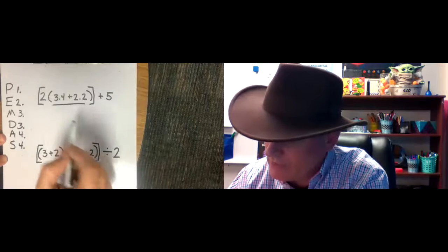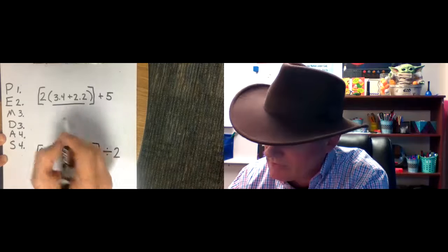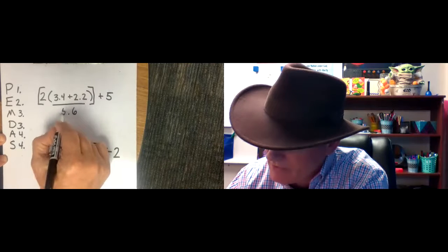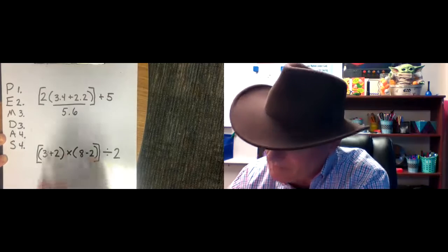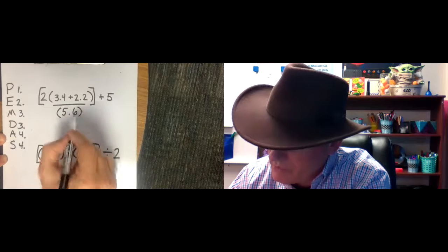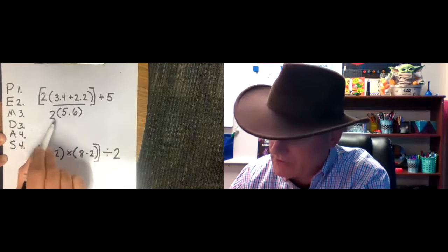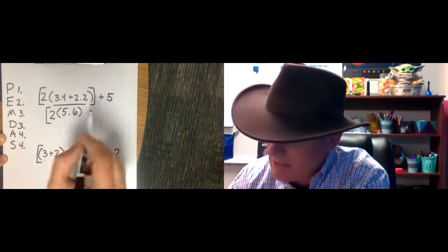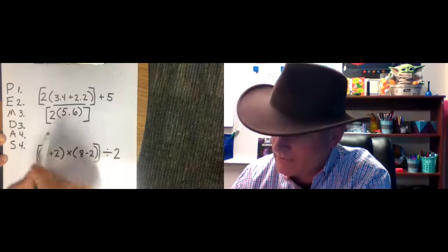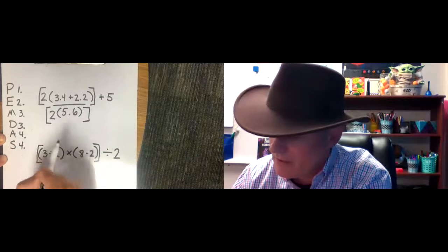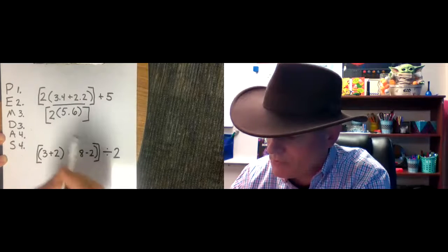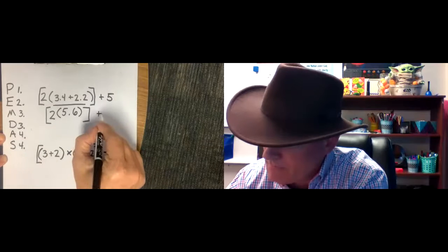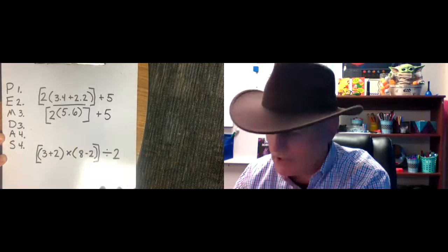And then 3 4/10 plus 2 2/10. That's going to give us 5 6/10. It's time to rewrite the problem. Notice how there is no space between the 2 and that open parentheses there. That means that we have to multiply. We have to multiply the 2 after we solve what is inside the parentheses. So we have 2 times 5 6/10. And I do not want to forget that +5 out there.